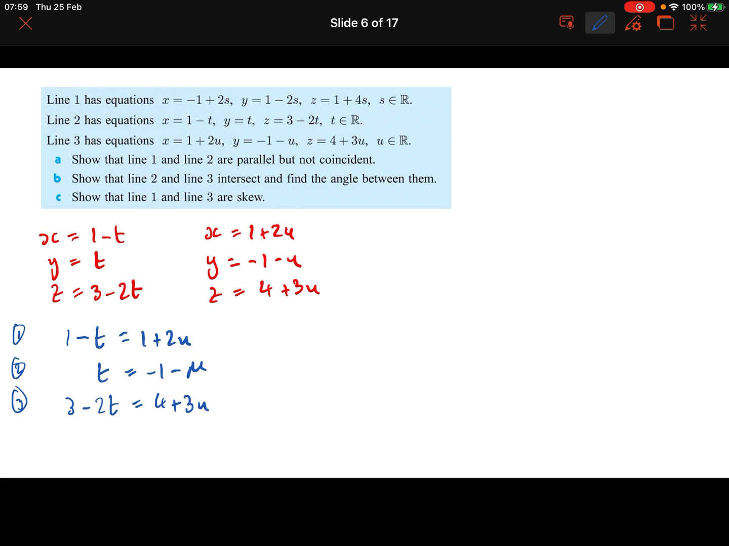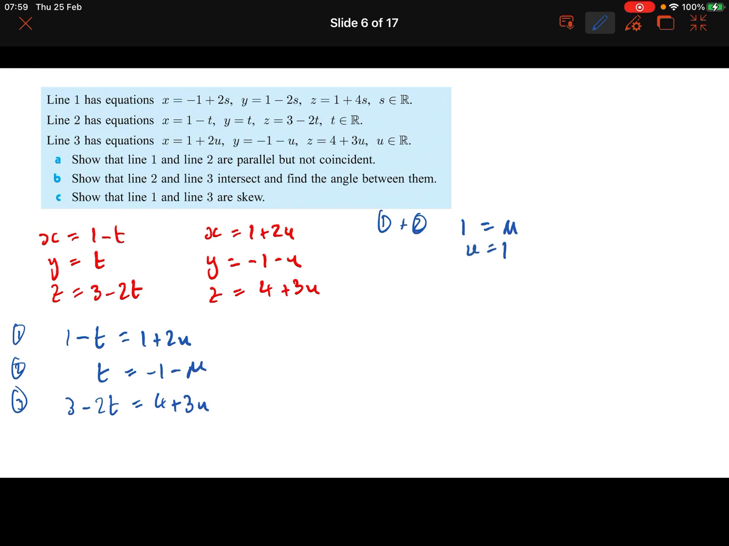So let's find out what t and u are going to be equal to. I think I can do equation 1 plus equation 2. That will eliminate t. So I'm going to get 1 is equal to 1 plus minus 1 is nothing, 1 is equal to u. So u is equal to 1.